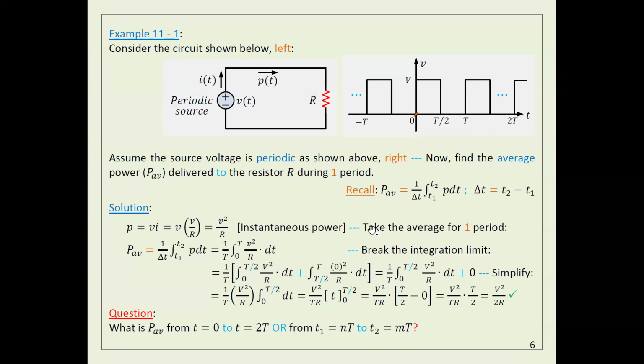That's it. And then you can just apply the formula. You can split it from 0 to T. Here the power is 0 because the voltage is 0. So I'm only going to take from 0 to T divided by 2, where I have some power, but from T divided by 2 to T it is 0 because the voltage is 0.